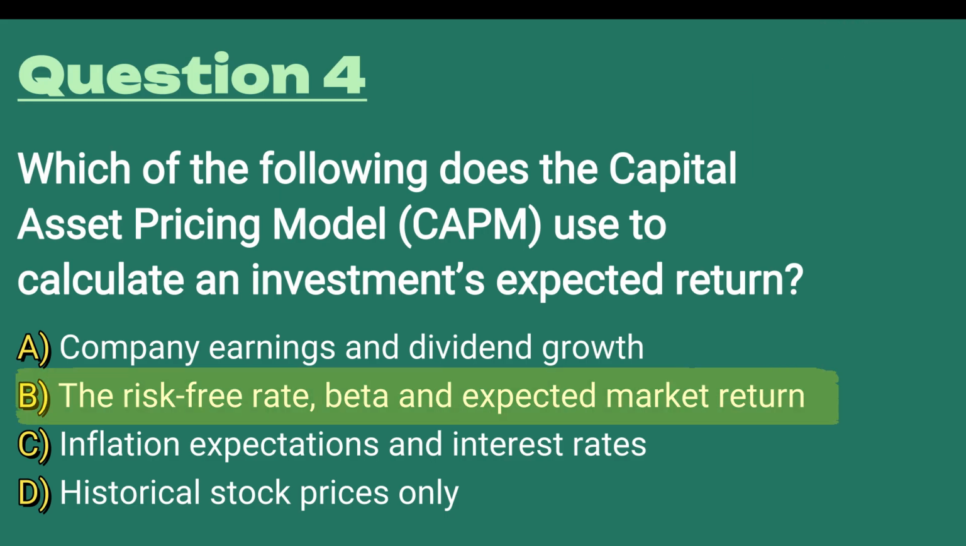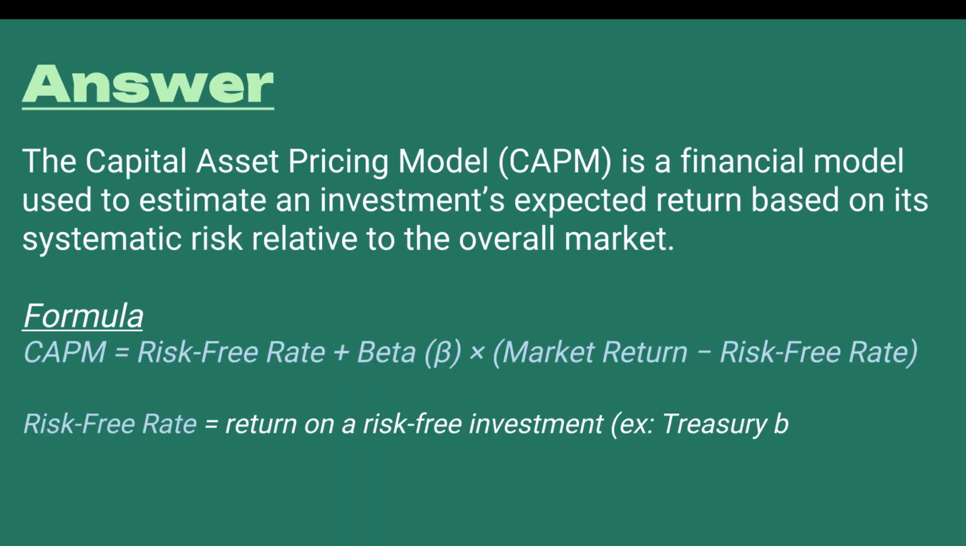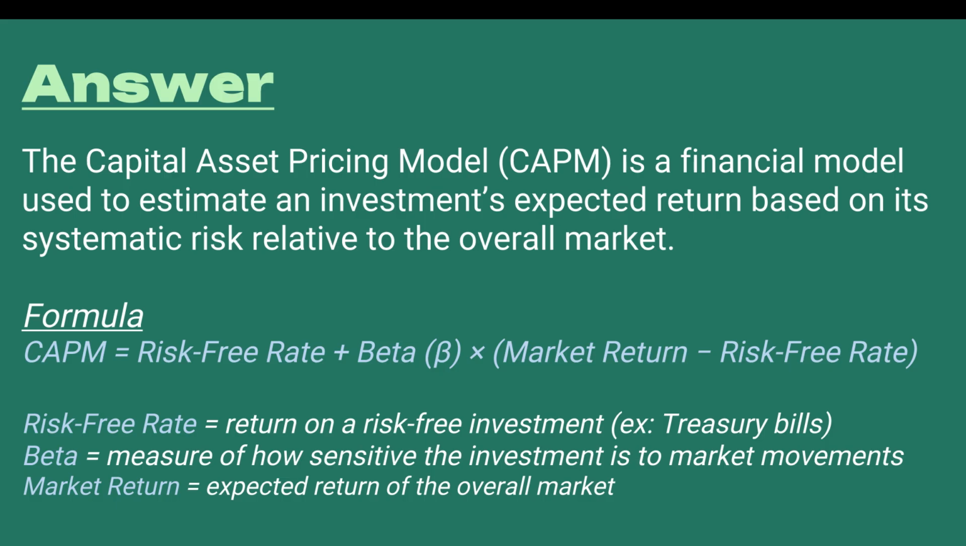The answer is B, the risk-free rate, beta, and expected market return. The capital asset pricing model is a financial model used to estimate an investment's expected rate of return based on systematic risk relative to the overall market.